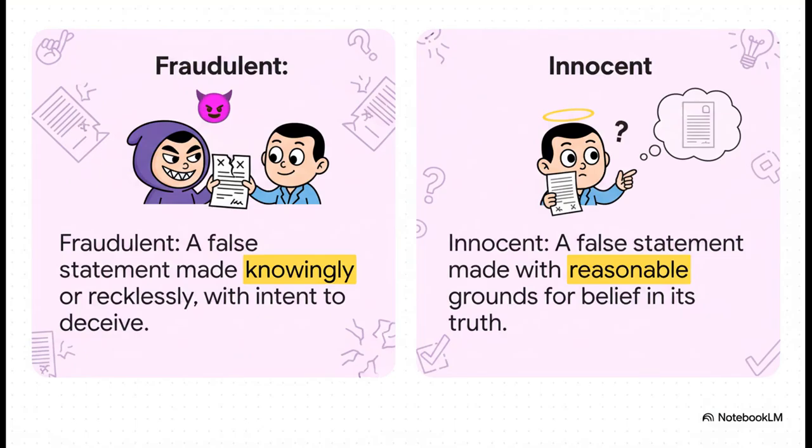First up, misrepresentation. The big split you absolutely have to know is between fraudulent and innocent. So what's the difference? It's all about the maker's state of mind. Was the false statement made knowingly or maybe recklessly? That's fraud, and it opens up the big remedies, rescission and damages. Or was it made with a reasonable belief that it was true? That's innocent, where the main remedy is just rescission. Getting this right is so crucial.